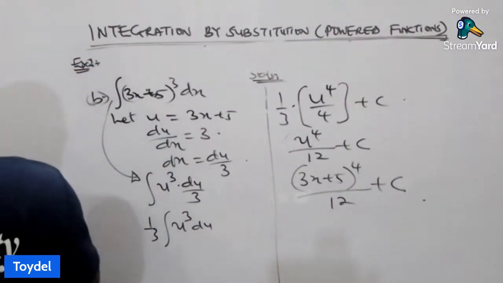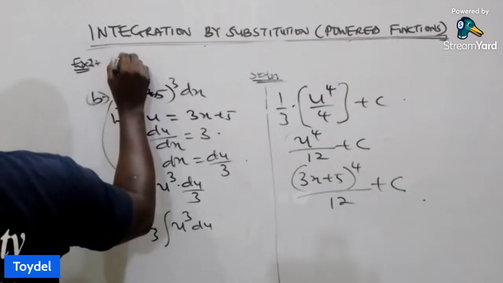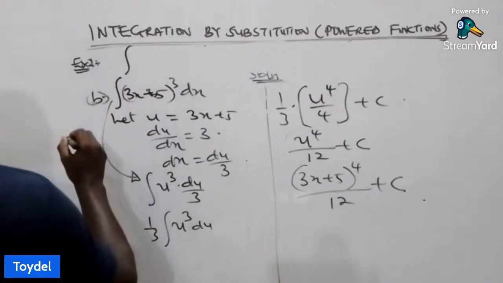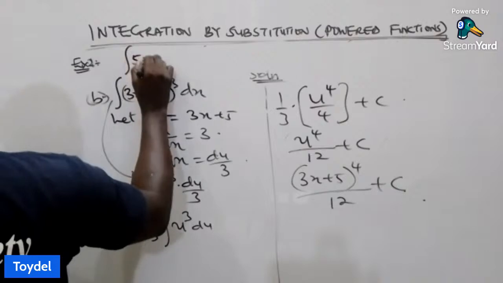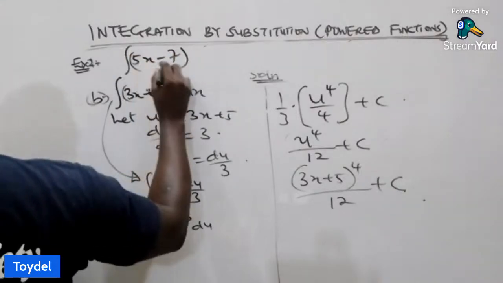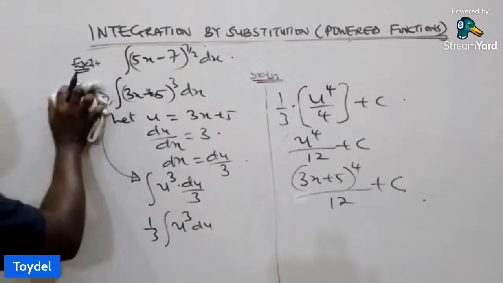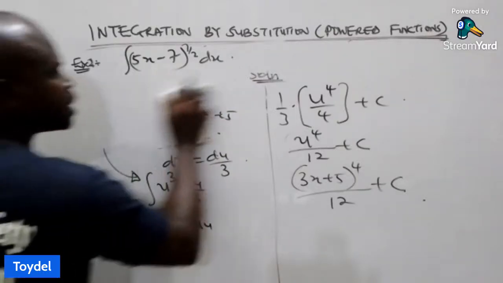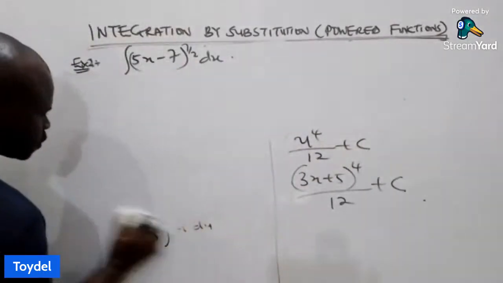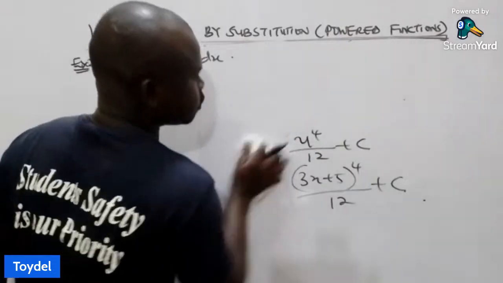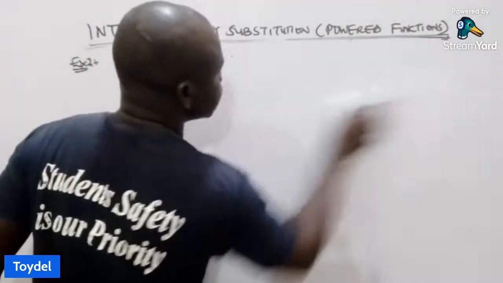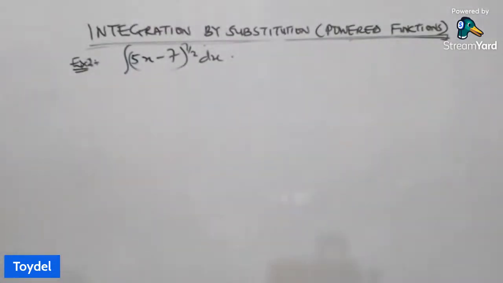Then let's take another one where we have the integral of (5x minus 7) raised to power 7 over 2 dx. If you have this type of problem, how do you integrate it? That is what we are about to do now. It's also a powered function, but the power in this case is in the form of a fraction. It does not matter. We apply the same method.